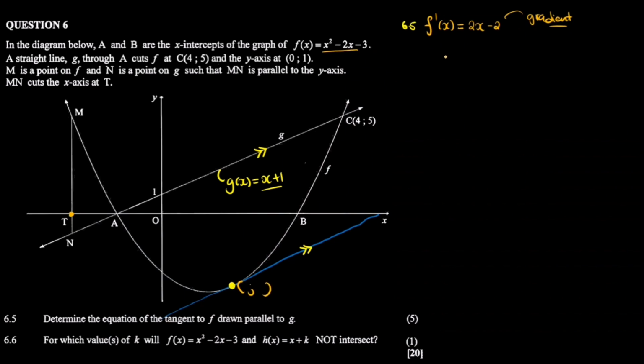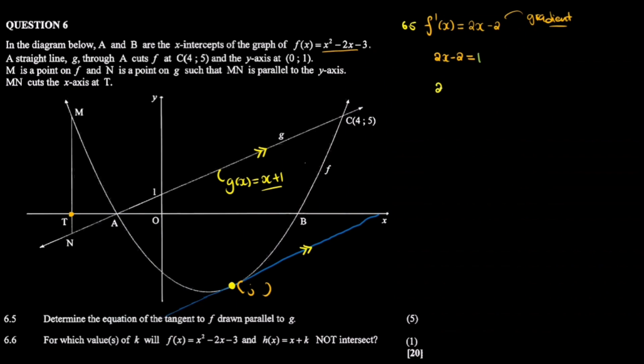So we're going to say, well, we know that we have 2x minus 2. We're going to equate this with the gradient of what? With the gradient of 1. So this gradient of 1 is the gradient of this tangent line. So essentially, we're going to try and solve for the point of tangency.